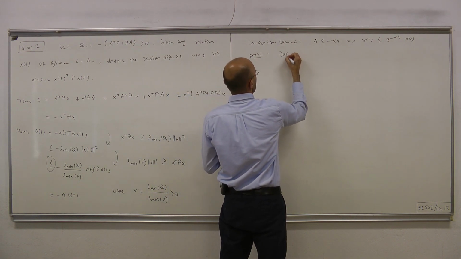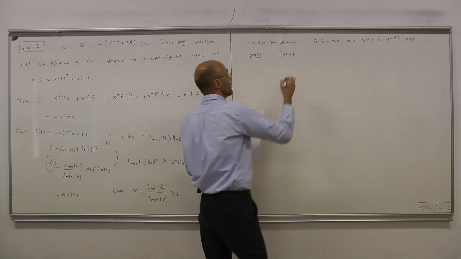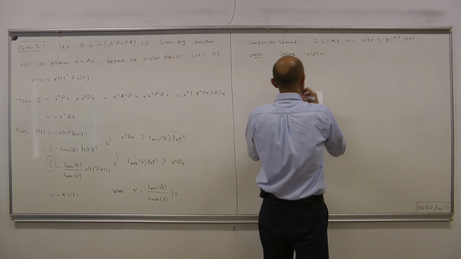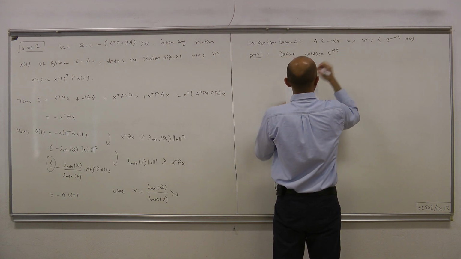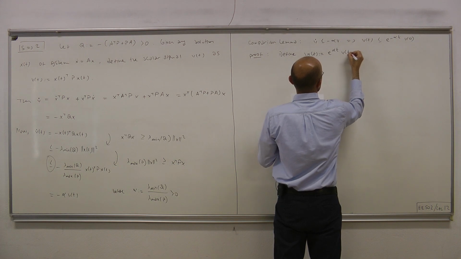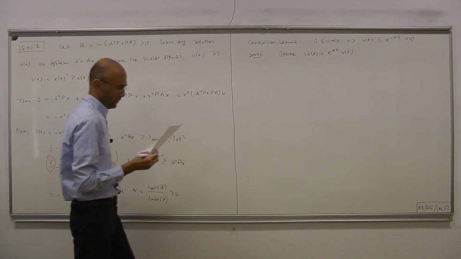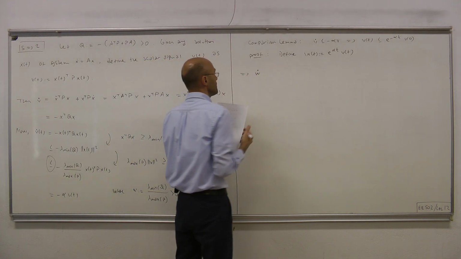So define another scalar signal, w of t. Define w of t as e to the alpha t times v of t. Okay, and then compute its time derivative.